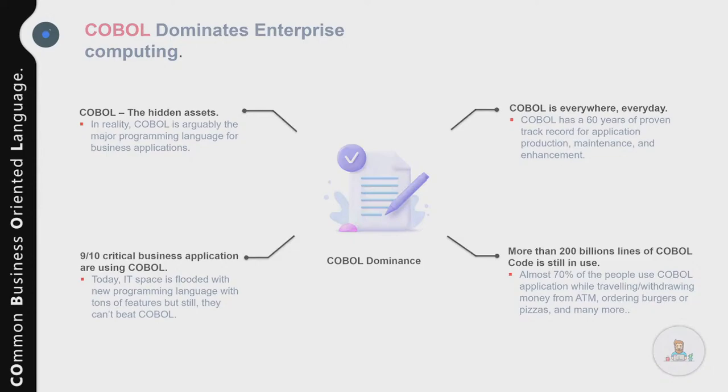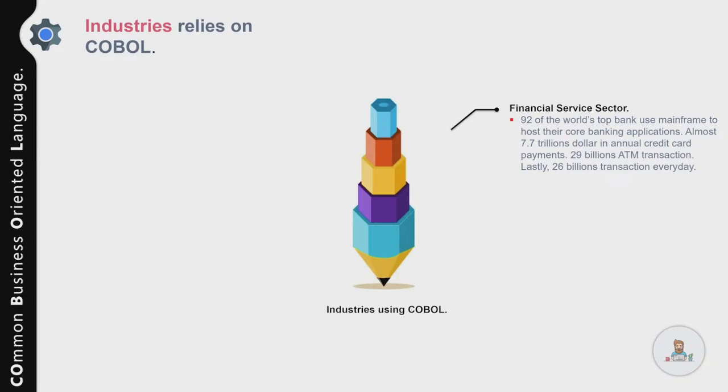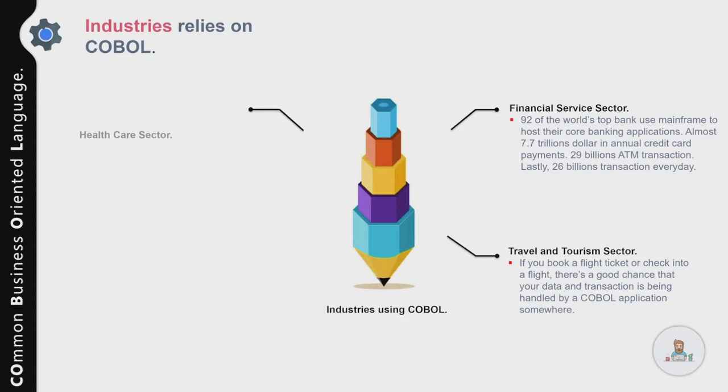Now let's talk about the different sectors or industries that rely heavily on COBOL applications. The first one is the financial sector. In the financial sector, almost 92 of the world's top banks use mainframes to host their core banking applications. Almost 26 billion transactions are processed daily by COBOL applications.